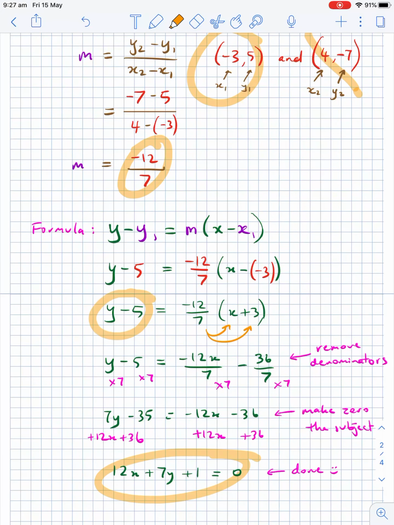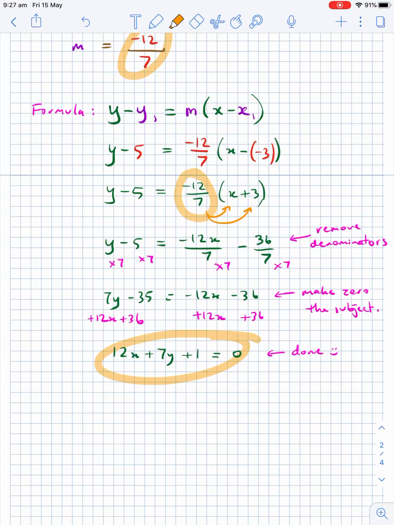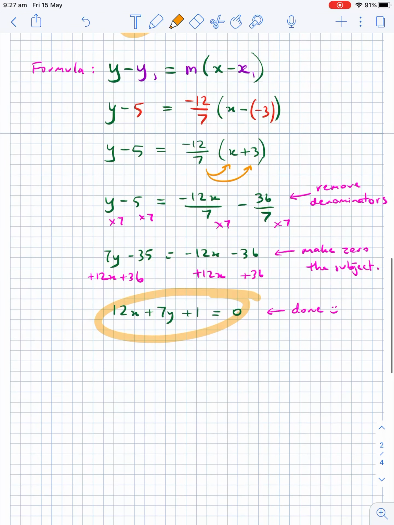Okay, so we've got y minus 5 on the left-hand side, and now we've got to expand the brackets with our gradient of negative 12 over 7. Okay, so when we're expanding these brackets with this fraction at the front, it's a little bit annoying, but you should be able to deal fine. So negative 12 over 7 times x, the x is going to multiply by the top number, and this 7 is not going to change. So you get negative 12x over 7. And then we've got negative 12 over 7 times positive 3, which gives us negative 36 over 7. You can just do the 3 times the top number to give you negative 36 over 7.